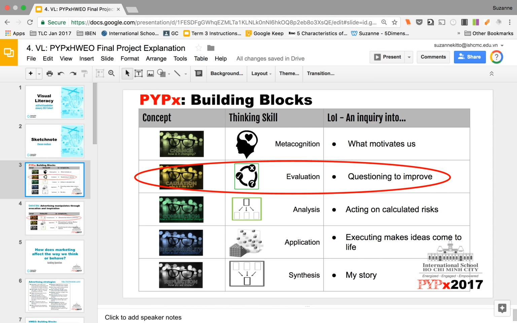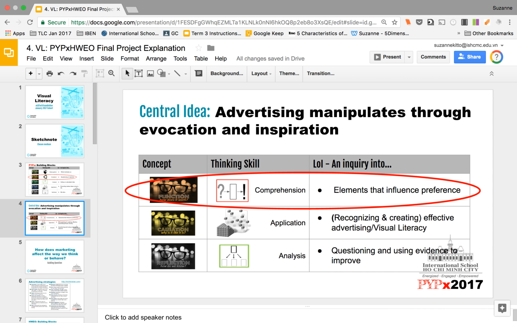Particularly significant at the moment is we're looking at questioning to improve, so trying to think critically about what we have created and then making adjustments to be as successful as possible. The next unit that we are going to begin today is how we express ourselves, and it's focusing on the advertising component of starting your own enterprise.